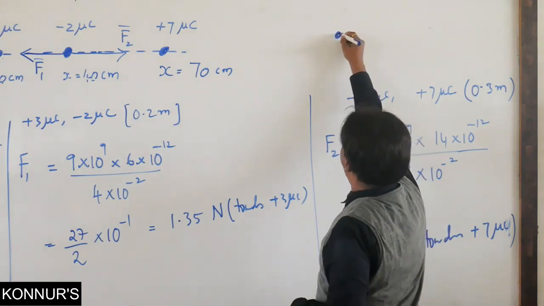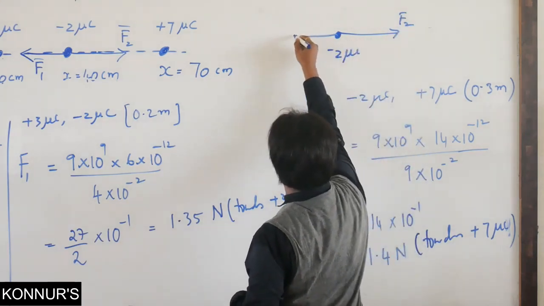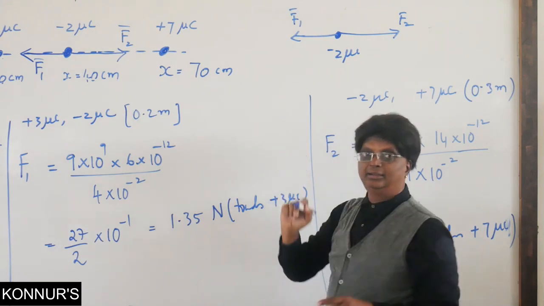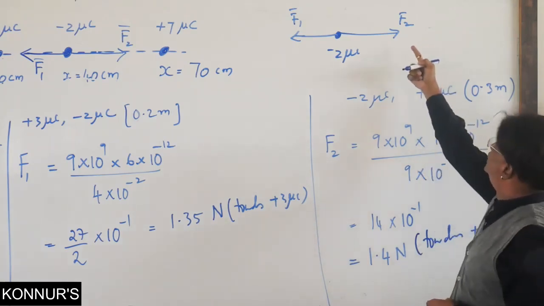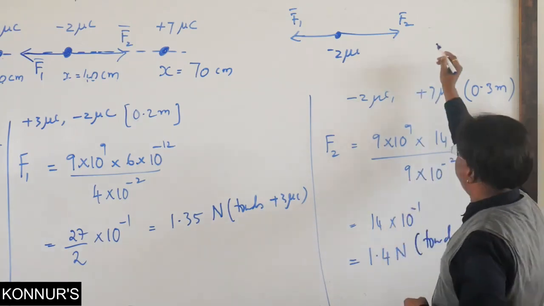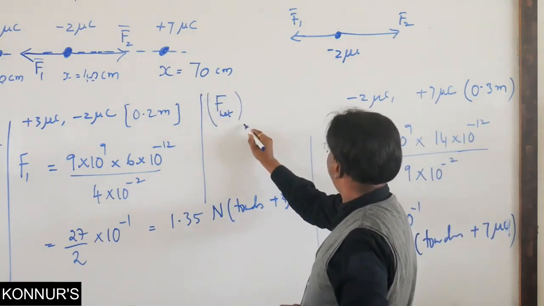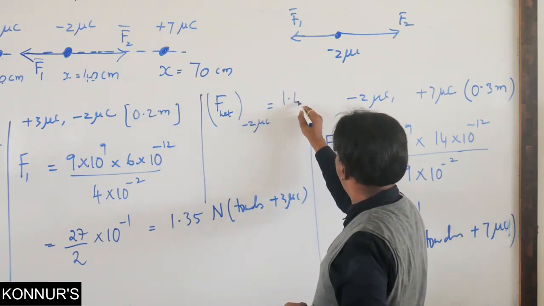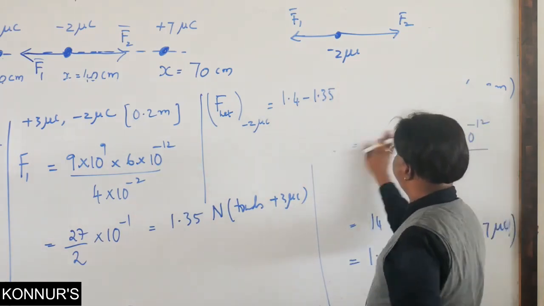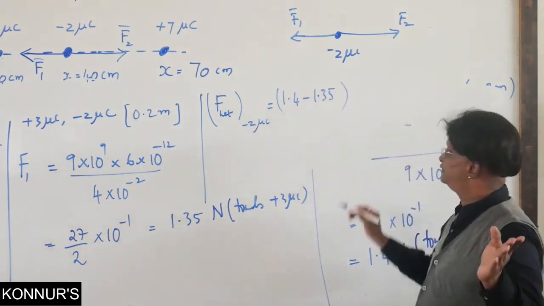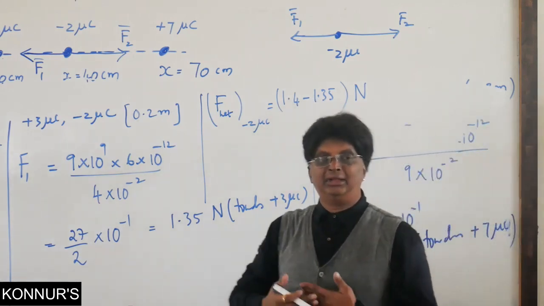Now let me show here. This is minus 2 microcoulomb with two forces. F2 towards your right hand side and F1 towards your left hand side, such that what you find, F2 is 1.4, F1 is 1.35 Newton. This one is a higher magnitude. Therefore now I am writing the net force. On which charge am I taking? Minus 2 microcoulomb is 1.4 minus 1.35, no submultiples, everything is in Newton. Why this negative sign? Vectors.